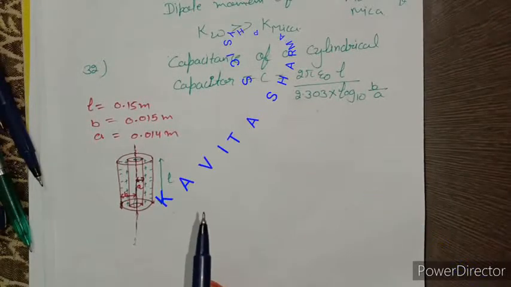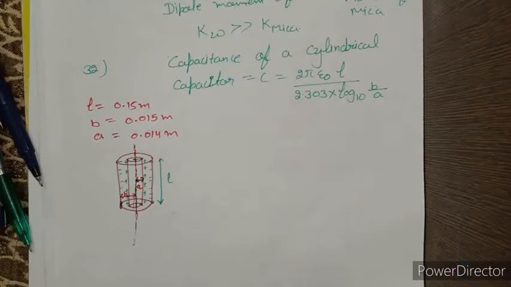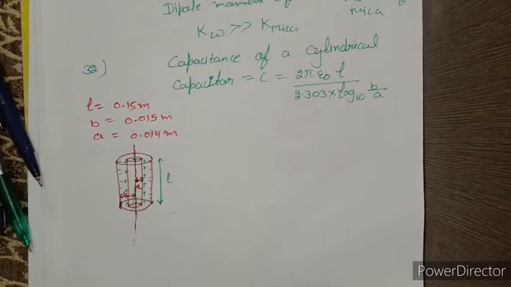Now the question number 32. A cylindrical capacitor has coaxial cylinders of length 15 centimeter and radii 1.5 centimeter and 1.4 centimeter. The outer cylinder is earthed and the inner cylinder is given a charge of 3.5 microcoulomb. Determine the capacitance of the system and the potential of the inner cylinder.